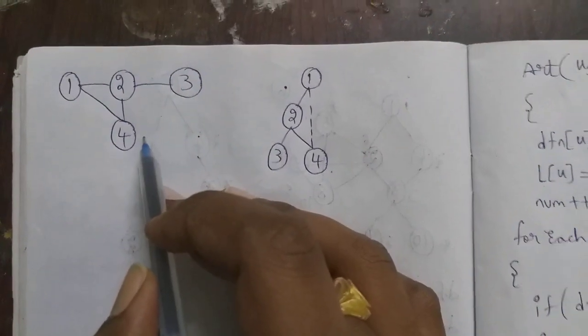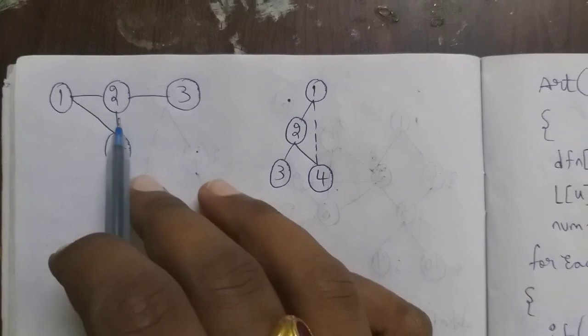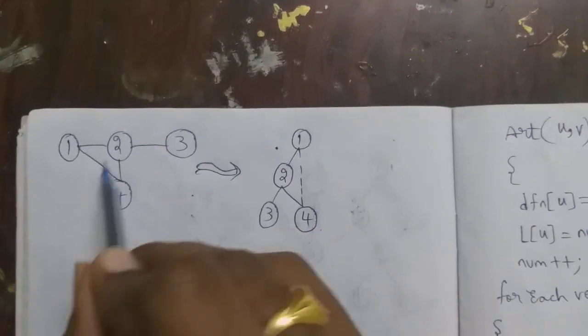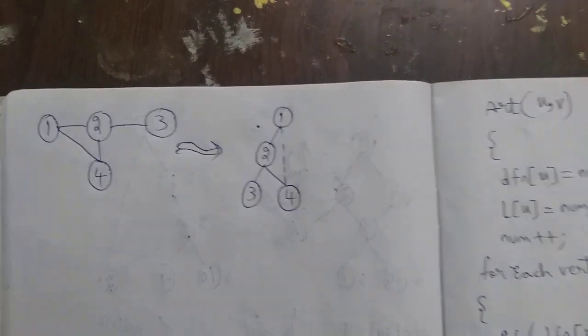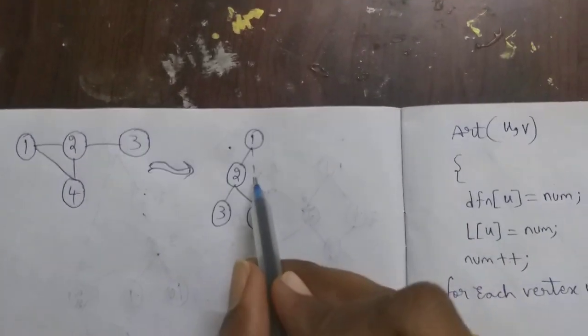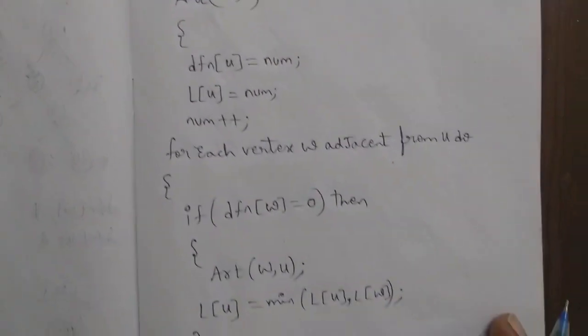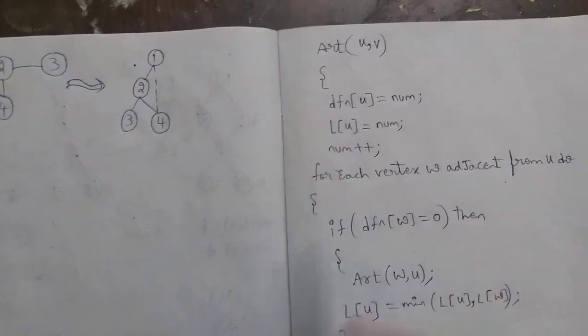This is the graph. We need to find the articulation points of this graph. I have taken the depth first traversal sequence of this graph and got the depth first spanning tree for this graph. Now we'll move on to the algorithm, and see how it will find the articulation points of this small graph.